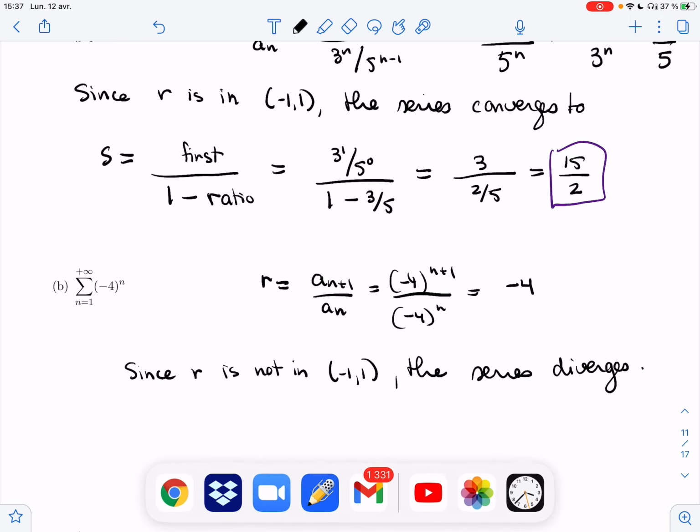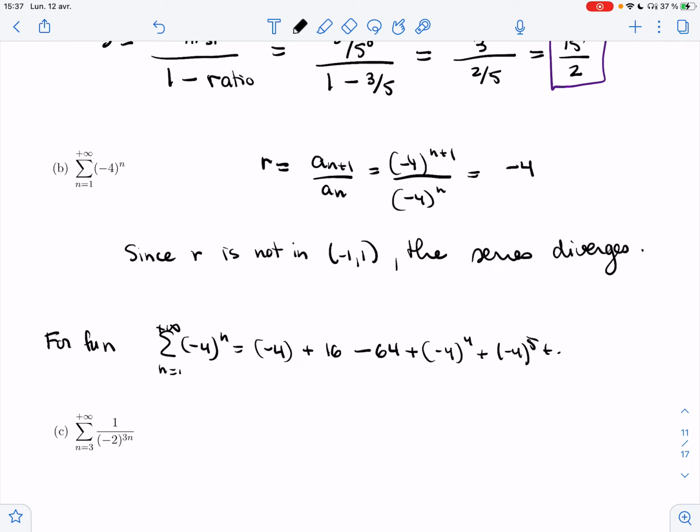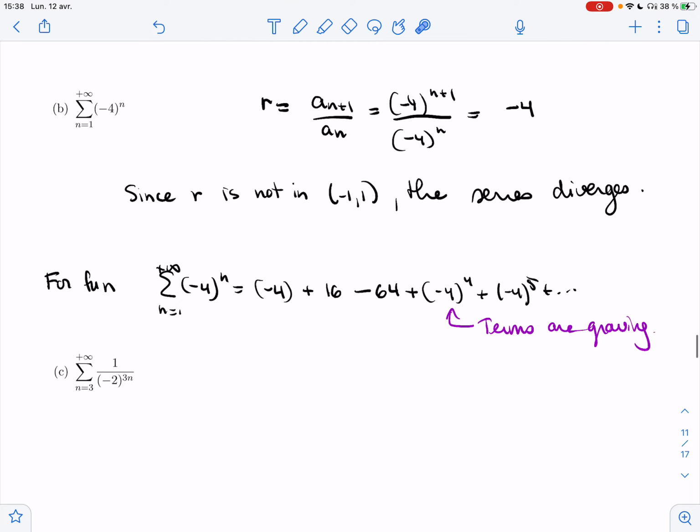All right, you don't have to say anything more, but just for fun, if I actually spell out what that series means, I'll get to add minus 4, and then minus 4 squared is 16, and then I'll subtract 64. I'll add minus 4 to the 4, add minus 4 to the 5, and so on. The terms I'm adding are growing. And so I keep adding things that are big or subtracting things that are big, and they're getting bigger and bigger. There's no chance that the full sum will be finite. If r is not between minus 1 and 1, the terms themselves are big, and so you will not get a convergent sum.